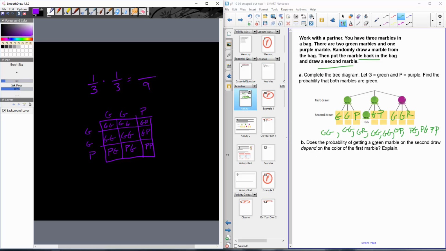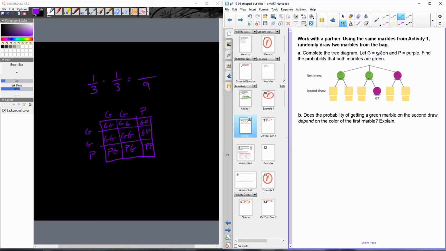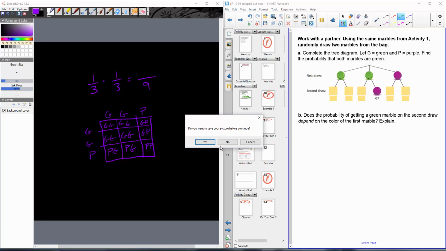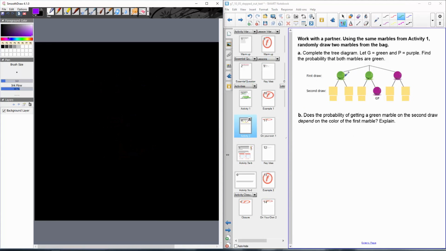And it says, does the probability of getting a green marble on the second draw depend on the first? No, because I put it back in. So these are not dependent. When they are dependent is whenever I do this. It says, using the same marbles from activity 1, randomly draw 2 marbles from the bag. Well, if I draw 2 marbles, then I have limited options left, right? Let's think about this for a second. If I draw on my first one, I draw a green marble. Well, then I only have 2 options left.